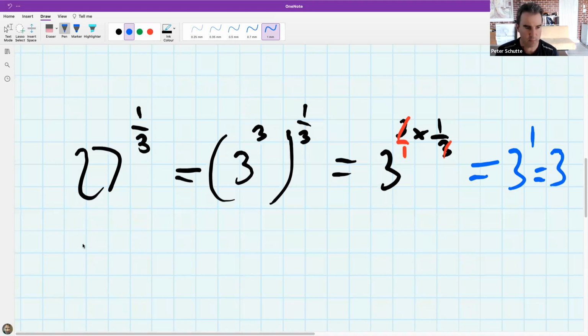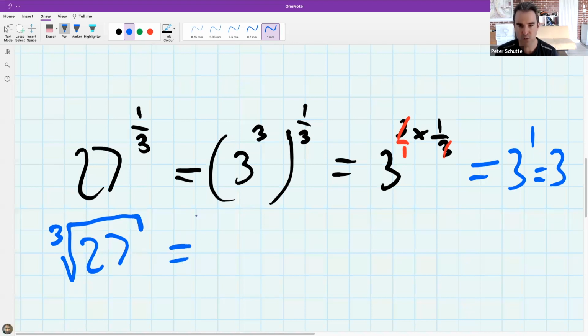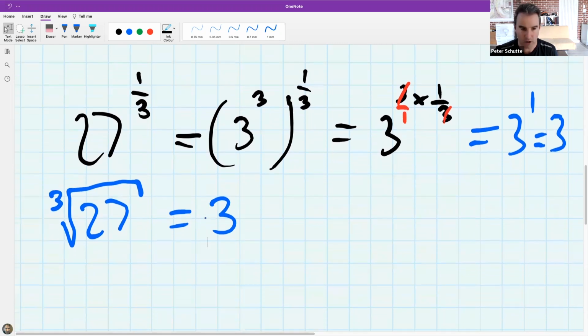The other method that some people might have used is they may have converted 27 to the power of a third to root form. So what's the cube root of 27? And the cube root of 27, we all know, is just, well, maybe we do or don't, is 3. 3 times 3 is 9. 9 times 3 is 27. Okay. Now, you guys have done really well so far.